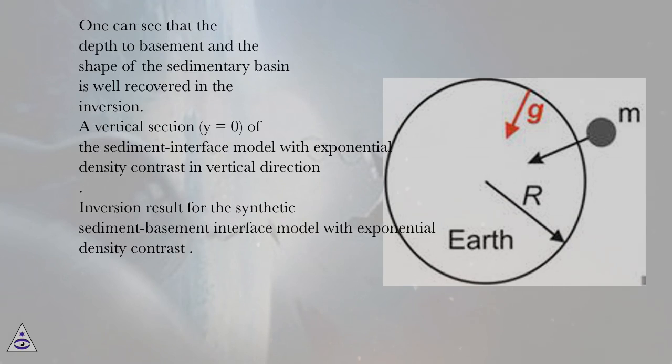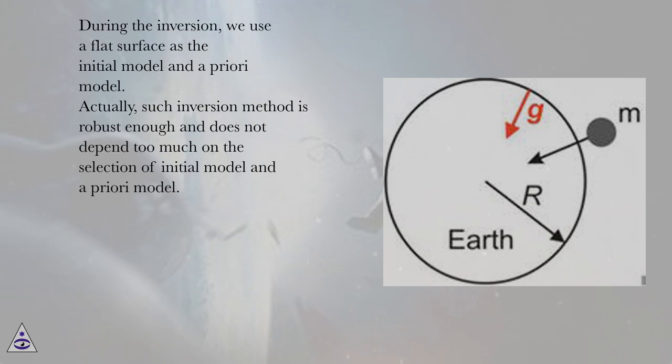One can see that the depth to basement and the shape of the sedimentary basin are well recovered in the inversion. A vertical section, y equals 0, of the sediment interface model with exponential density contrast. Inversion result for the synthetic sediment-basement interface model with exponential density contrast. During the inversion, we use a flat surface as the initial model and a priori model.